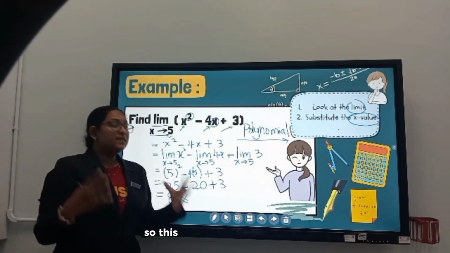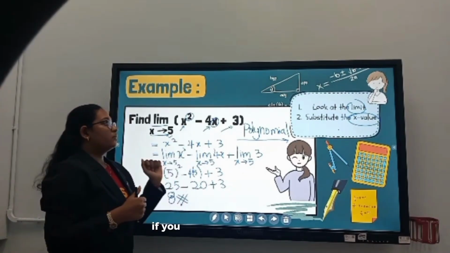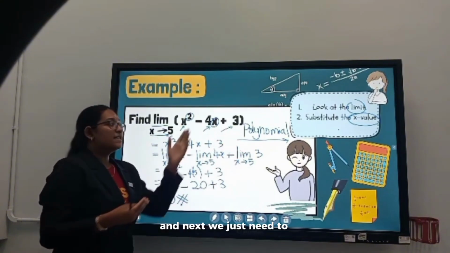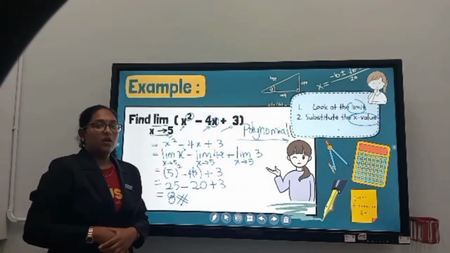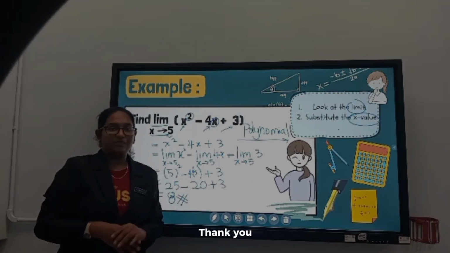So this is a polynomial question, and first remember you have to look at the limit. We have to identify whether it's a polynomial or not, and next we just need to substitute the x value. I hope you will understand this subtopic for today. Thank you.